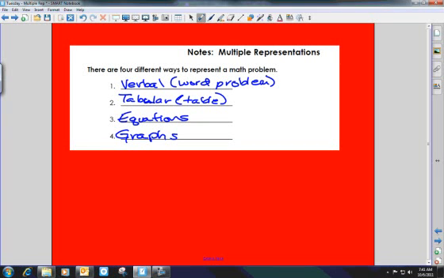Okay, so there's 4 different ways to represent a math problem. The word problem, or the verbal representation, the table form or tabular, an equation, or a graph. Okay, so there's our 4 different ways we're going to be representing our problem. So what we're going to be doing with multiple representation is we are going to be representing one math problem in 4 different ways for each problem.